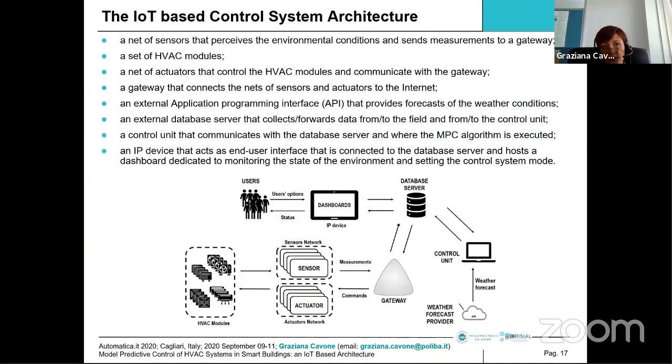Let's look at the structure of the IoT-based control system architecture. As you can see, fundamentally in the center of all the structure, we have a gateway that is connected to a network of sensors and actuators that perceive the environmental conditions and of course send measurements to this gateway. We also have the set of HVAC modules, a network of actuators, of course, and also an API that provides the forecast of weather conditions. We also have an external database that is needed for storing the data and so collect and forward the data from the field and to the control unit.